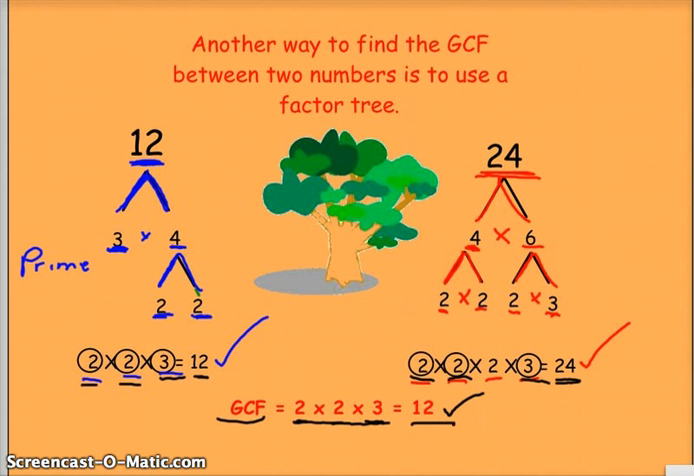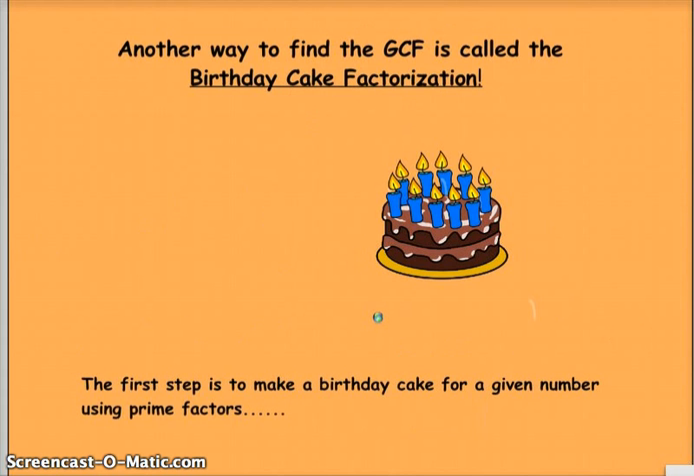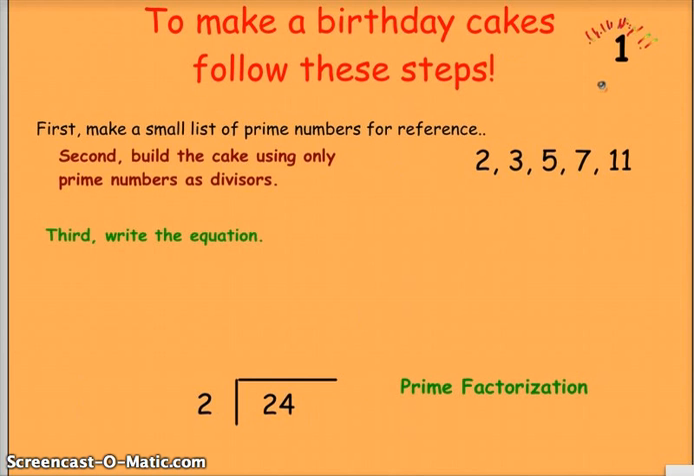12 was my GCF, which you'll remember from the listing method as well. The GCF is always going to be the same between two numbers. It doesn't change depending on what method you use. Now we're going to look at one more way to find the GCF. You remember watching Miss Rebecca in the YouTube video, and she calls this the birthday cake factorization method. So to find the GCF, we're going to make a birthday cake for a given number using only prime factors.